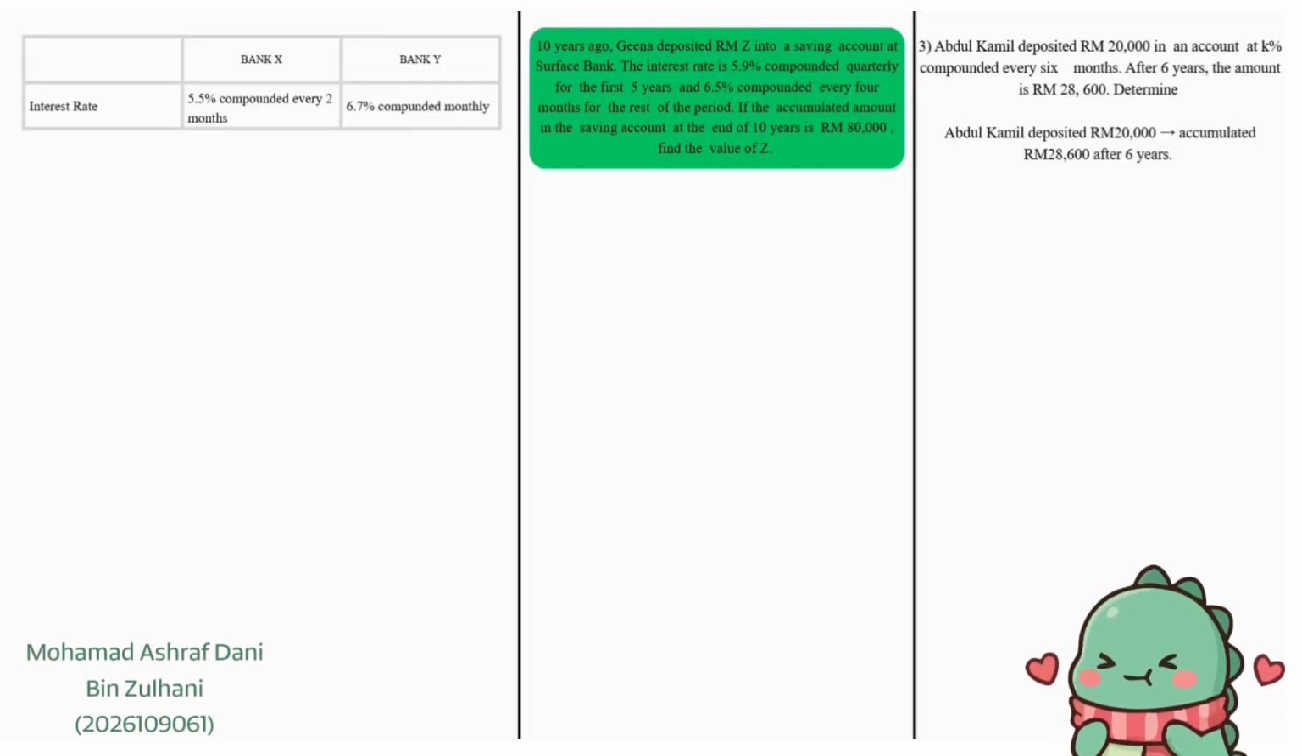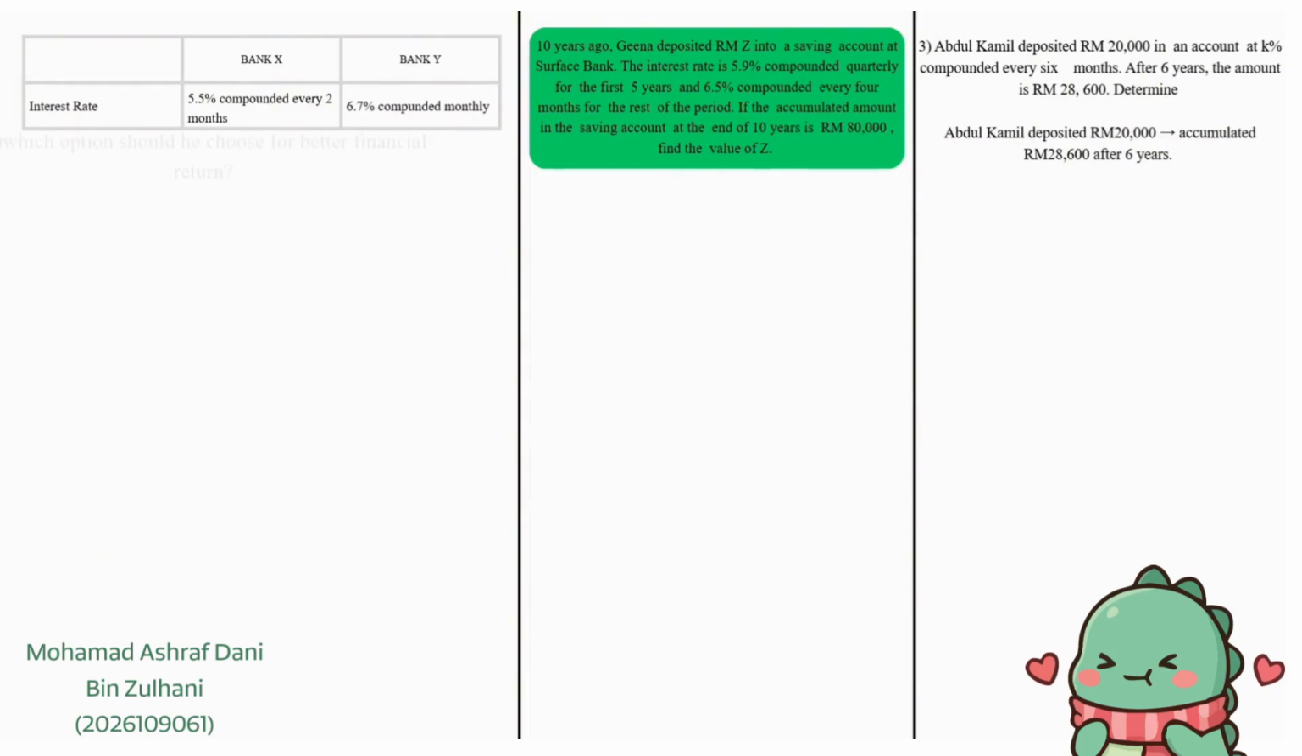Hello everyone, my name is Muhammad Ashraf, and today I will be breaking down three practical compound interest problems using our core formula, which is S equals P bracket 1 plus K over M bracket power MT.